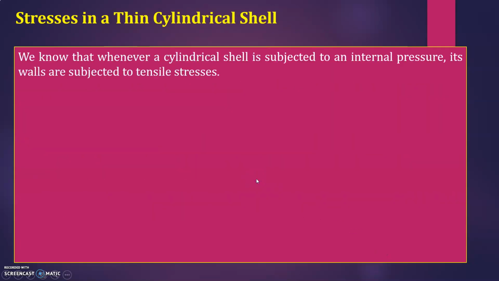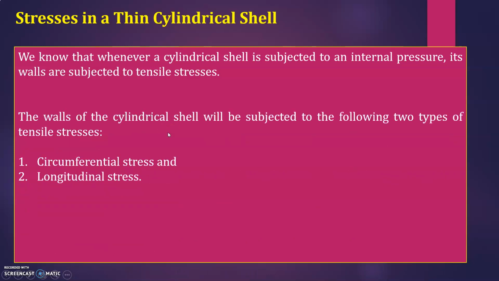Now first we'll see what are the stresses in the thin cylindrical shell. We know that whenever the cylindrical shell is subjected to internal pressure, its walls are subjected to tensile stresses. There are two types of tensile stresses. The first one is circumferential stress and the second one is longitudinal stress. The radial stress is neglected because it is very small in the case of a thin cylindrical shell.